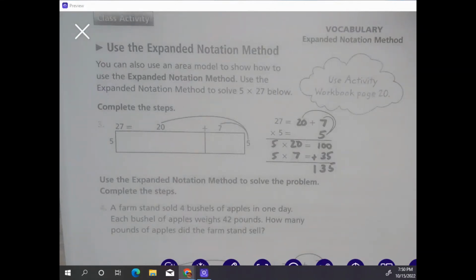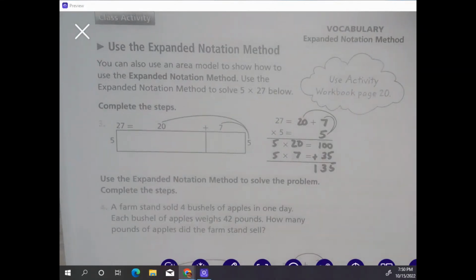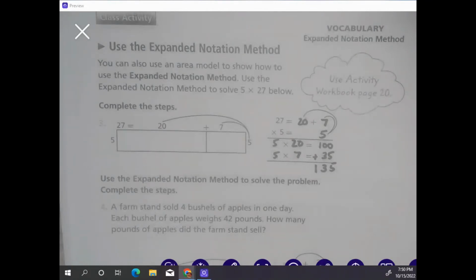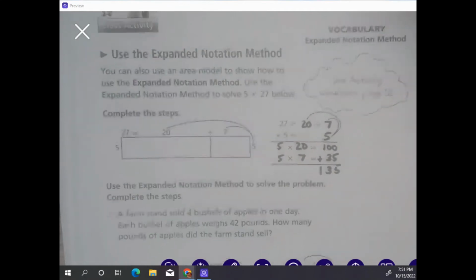The next example, we can read it here. It says, a farm stand sold 4 bushels of apples in one day. Each bushel of apple weighs 42 pounds. How many pounds of apples did the farm stand sell? So we talked about multiplication being in groups, where we have 4 bushels of apples a day. Each bushel is 42 pounds. So 4 groups of 42 pounds, that's a multiplication problem.